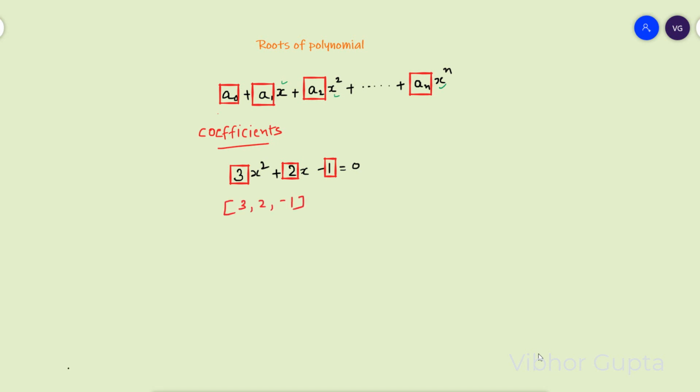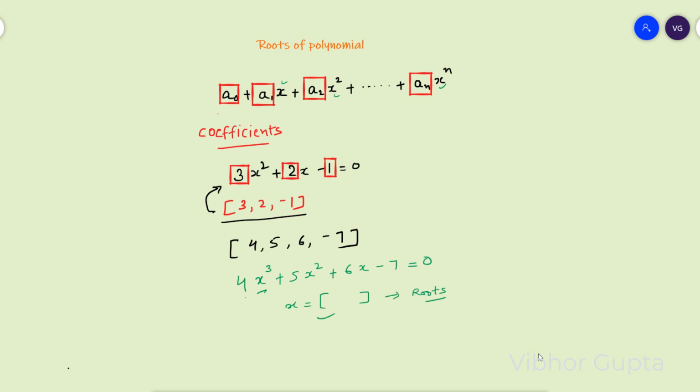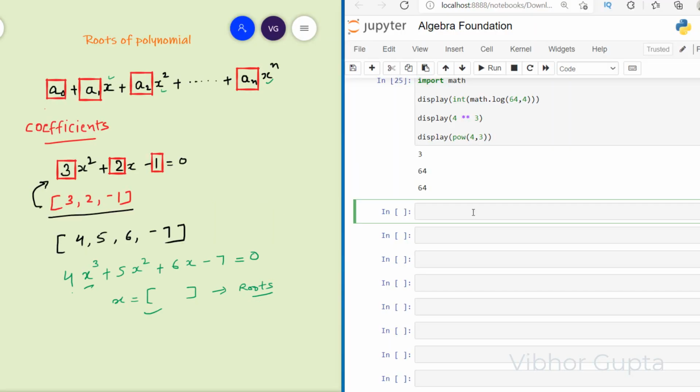Now in the reverse way, if you know the coefficients, then you can think of the corresponding equation, right? For example, let's say your coefficients are 4, 5, 6 and minus 7. Now what would be the equation? The equation would be 4x cube plus 5x square plus 6x minus 7 equals 0, right? And then if we solve this equation for x, whatever values we get for x are the roots of the polynomial. Now let's try to see this in Python.